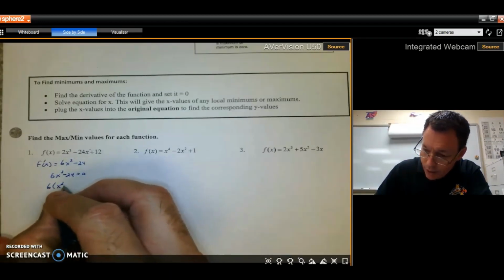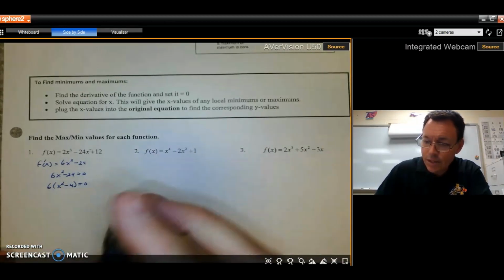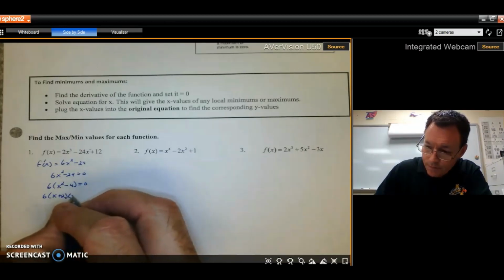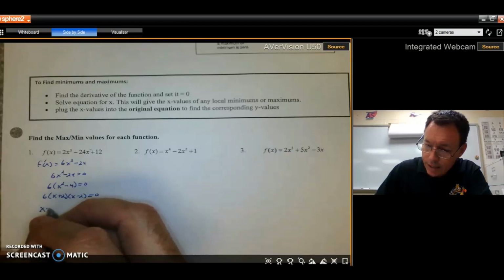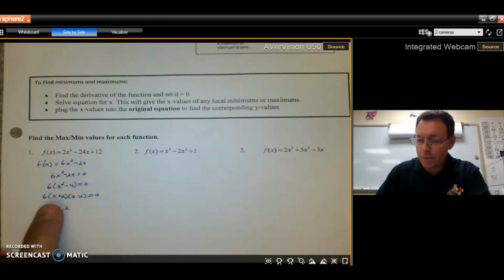6x squared minus 4 equals 0. And then now this is the difference of squares. This factors into x plus 2, x minus 2. So x equals negative 2 and positive 2. Those are the two x values that make this equal to 0. Okay, so that's where my local minimum and maximums are.